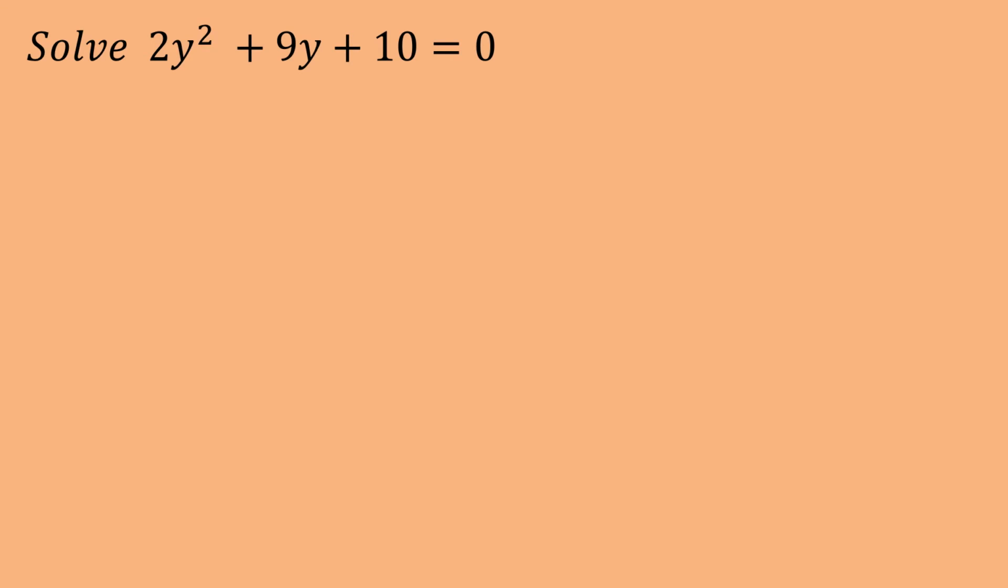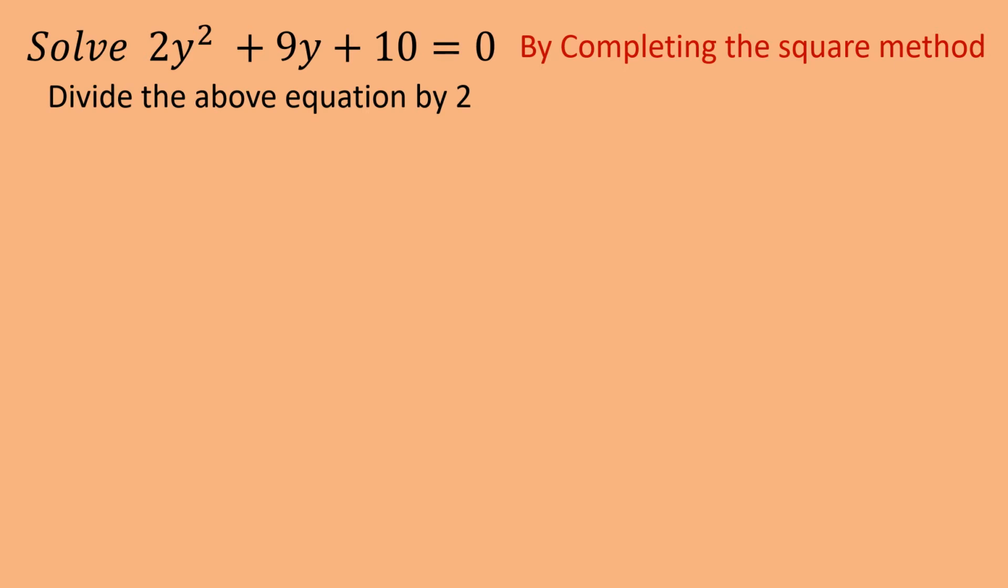2y square plus 9y plus 10 equals to 0. They want us to solve it by completing the square method. So first of all, we have to be very careful. Whenever the equation is given, as you know, we have a quadratic term. In the given equation, we have 2y square as the quadratic term. Its coefficient is other than 1. Whenever the coefficient is other than 1, we will convert the coefficient of the quadratic term into 1.